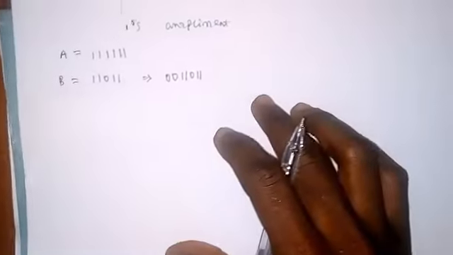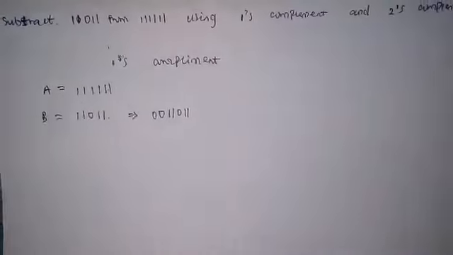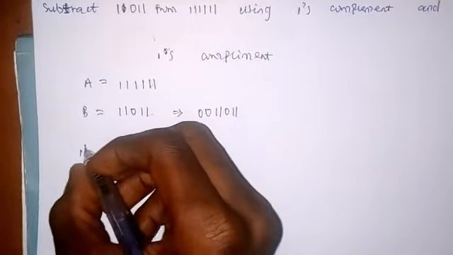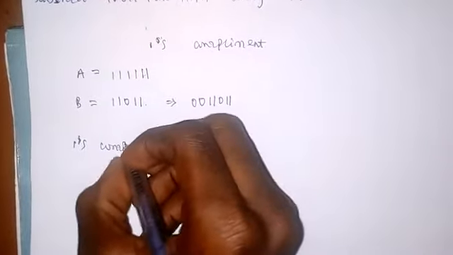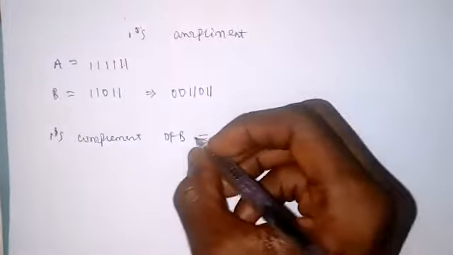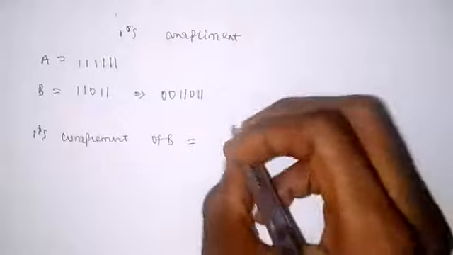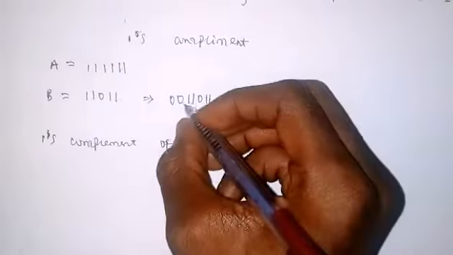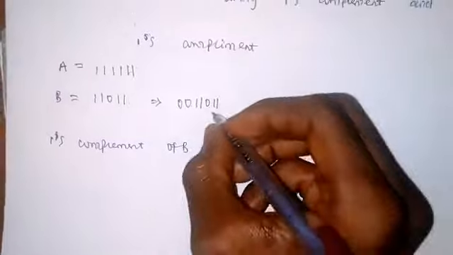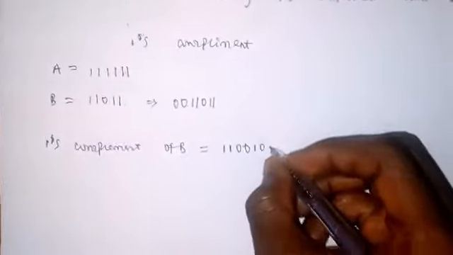The second step is to find the 1's complement of B, the subtrahend. You know that the 1's complement is interchanging the values given. That means the complement of 0 is 1, the complement of 1 is 0, the complement of 1 is 0, the complement of 0 is 1, the complement of 1 is 0, and the complement of 1 is 0.